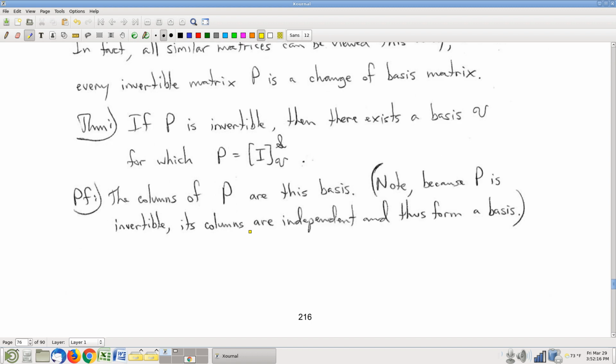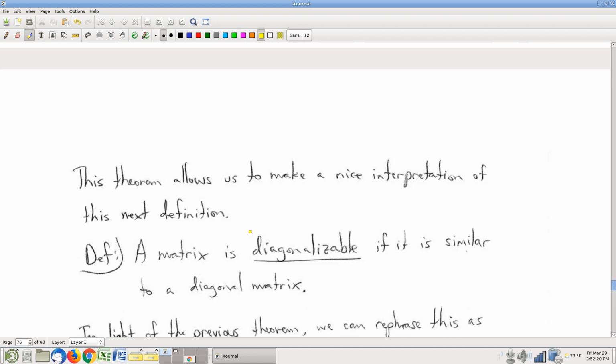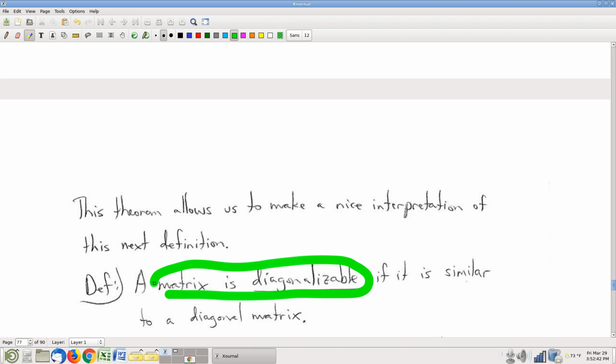Okay. So this sets up a way for us to talk about this next idea. This is what's going to allow us to solve some differential equations later on. So many details we've got to cover first. Forgive me. We're going to talk about what it means for a matrix to be diagonalizable. It's a big word. What does it mean for a matrix to be diagonalizable?